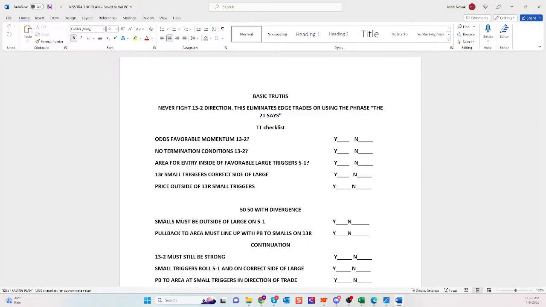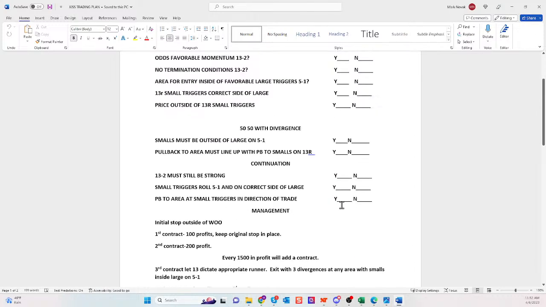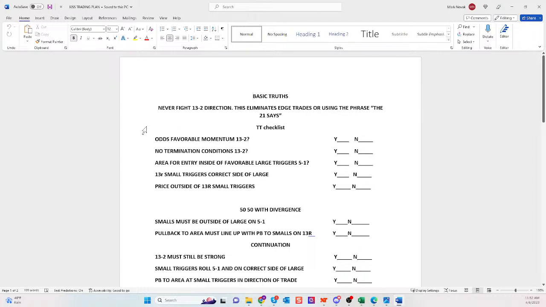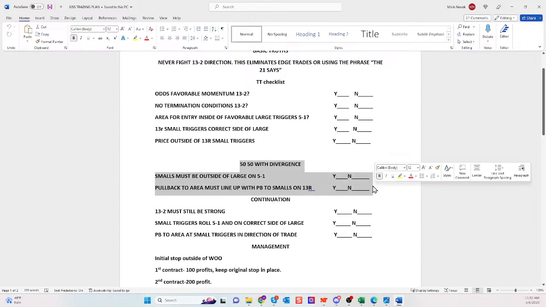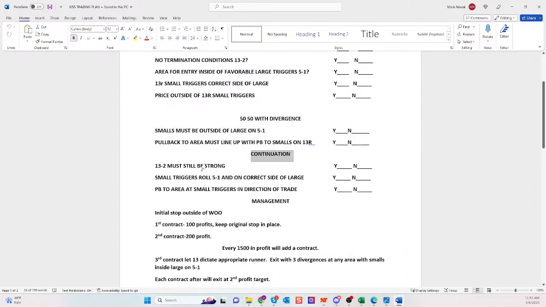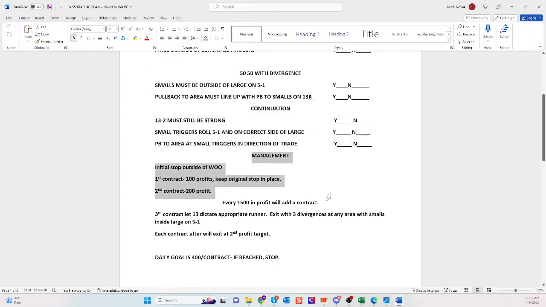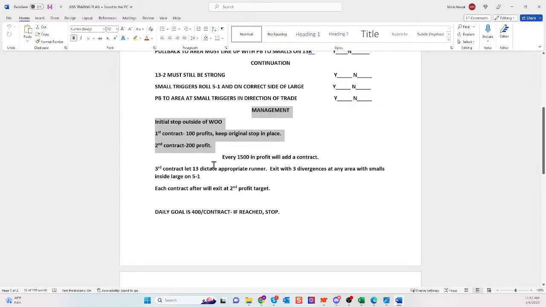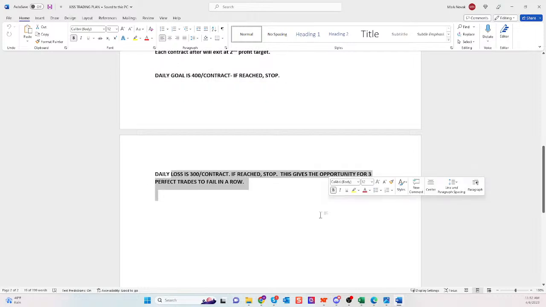Is there, what's it called, Safia? Guys, this is a basic checklist. For the trend trade, I have a checklist. For a 50-50 with divergence, I have a checklist. For a continuation, I have a checklist. For my management, I have it written out. When I'll add, where I'll exit, how much I'm willing to lose.